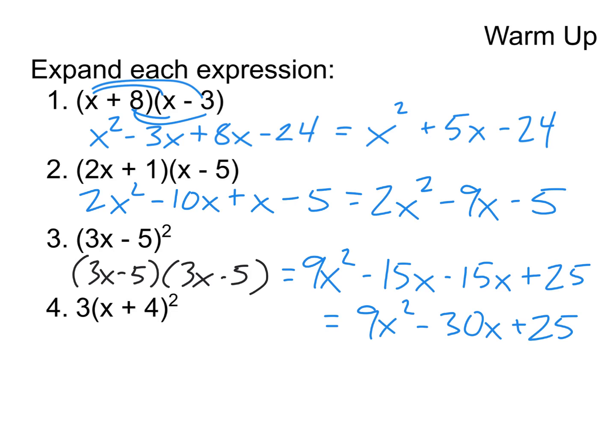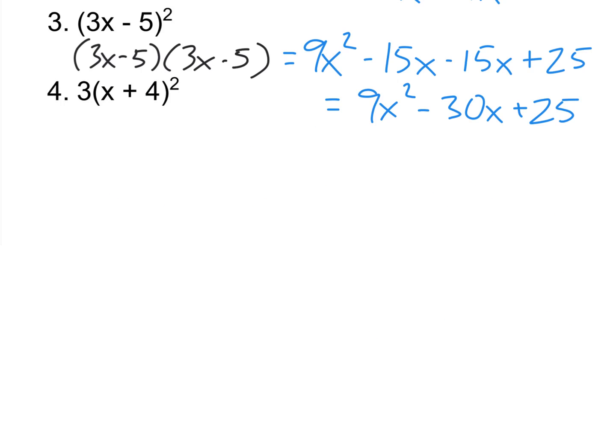And then finally for number 4, it's going to be a very similar kind of thing. All right, so for number 4, I want to start by writing that x plus 4 squared out the long way. So this is going to be 3 times x plus 4 times x plus 4. Notice the 3 is not squared, so the 3 still only appears the once.